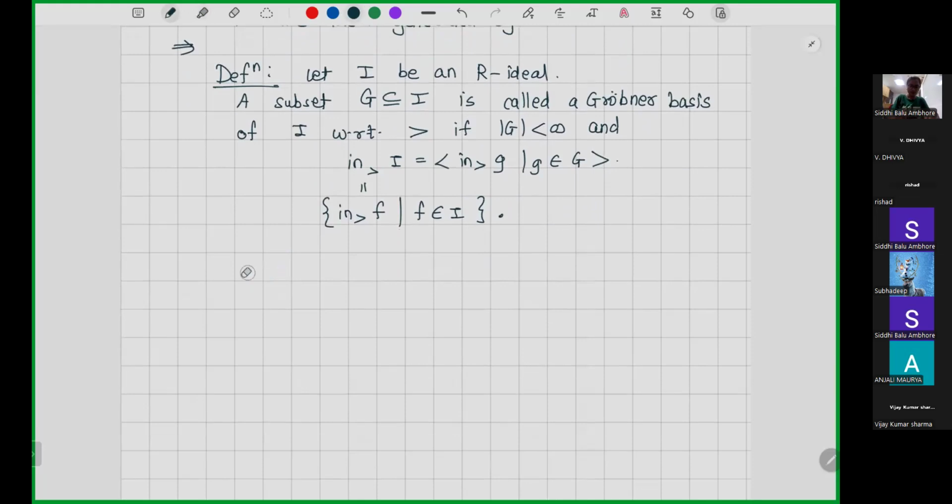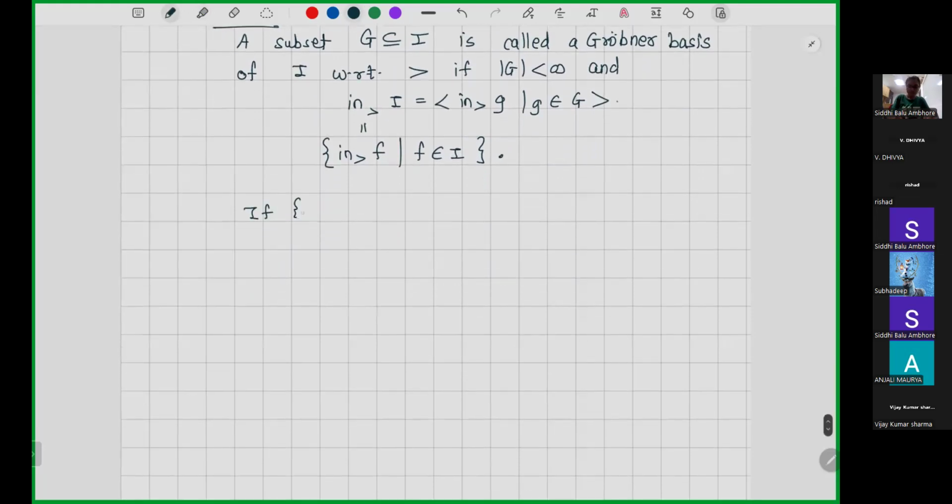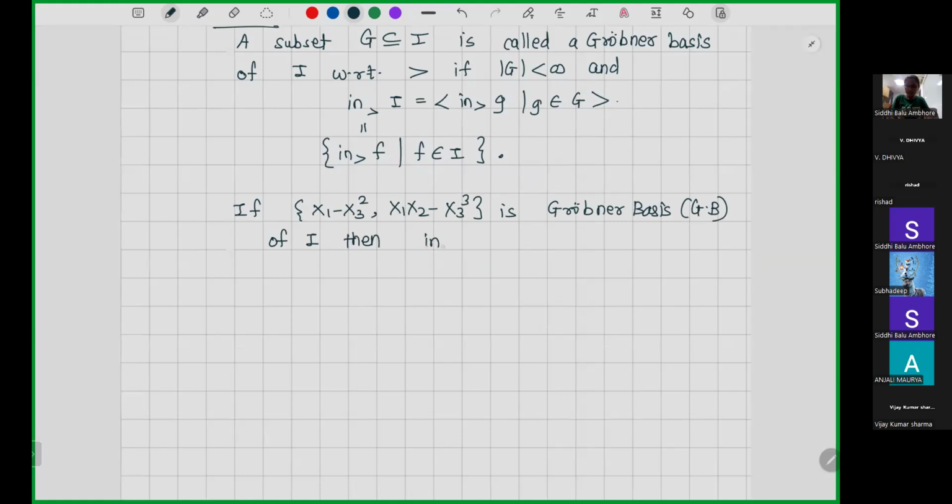Sorry, they are saying that if this set x1 minus x3 square, comma x1 x2 minus x3 cube is a Gröbner basis, so let me write shorthand GB for Gröbner basis of I. Then we have that the initial ideal of I must be equal to what? The initial terms of these two.